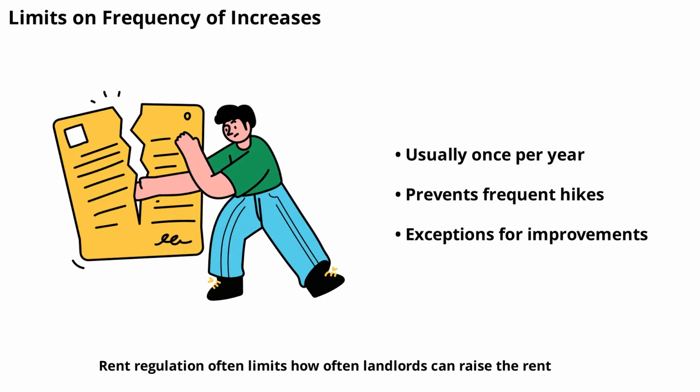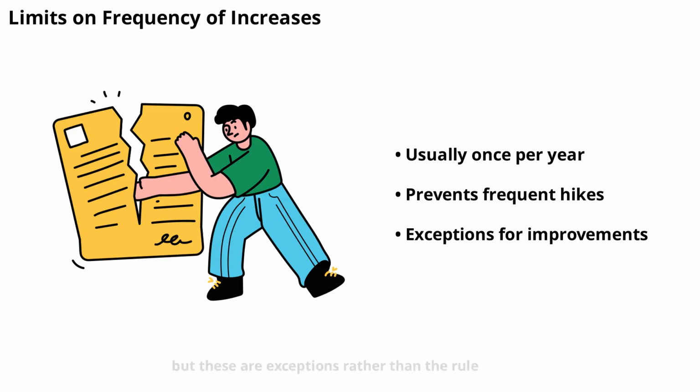Rent regulation often limits how often landlords can raise the rent. In many places, increases are allowed only once per year. This rule helps tenants plan their finances and prevents landlords from making multiple small increases in a short period. Some areas may allow more frequent increases if the tenant agrees or if there are major improvements to the property. But these are exceptions rather than the rule.